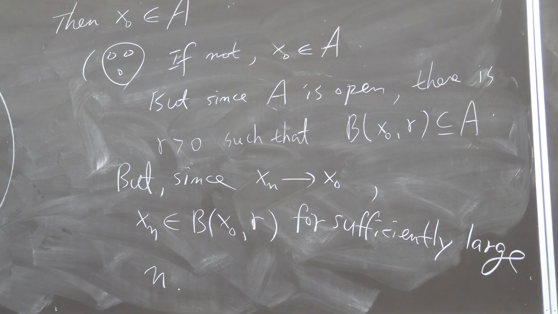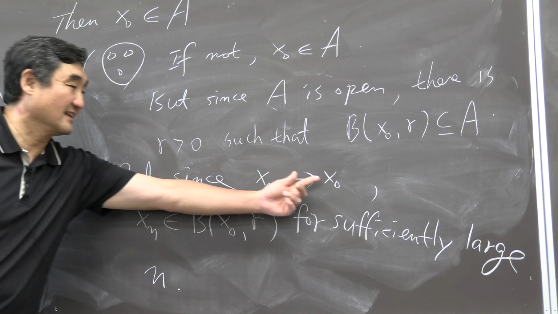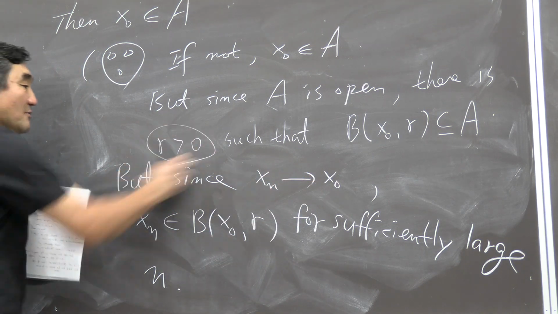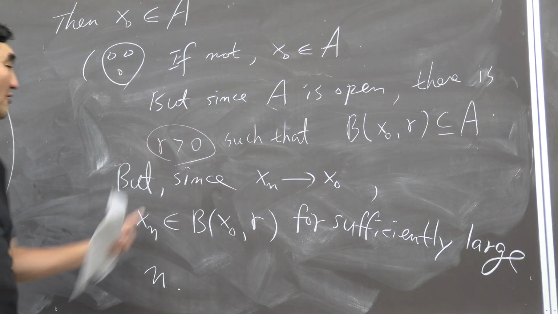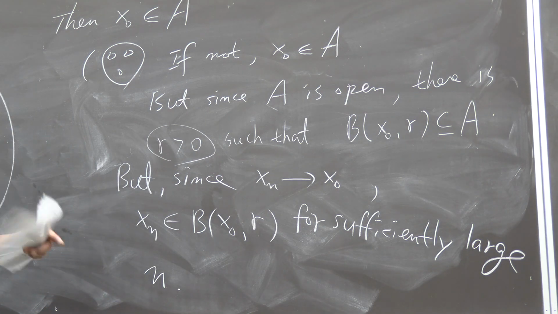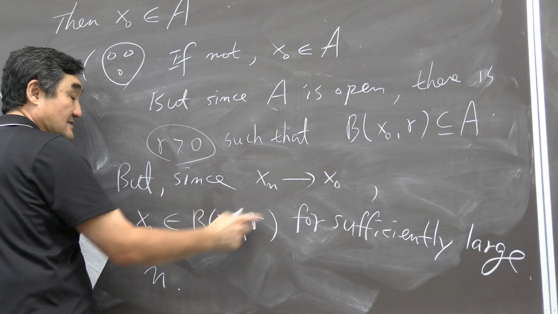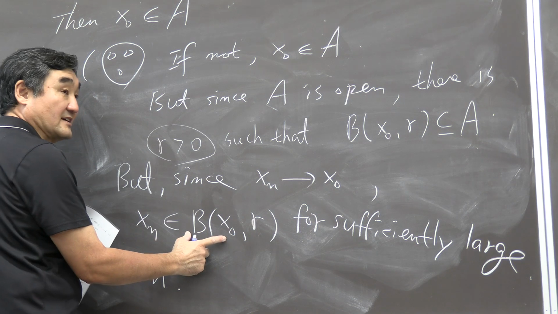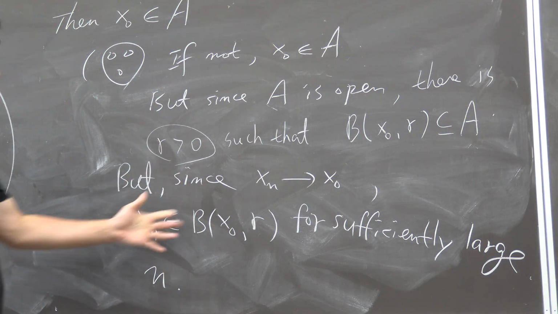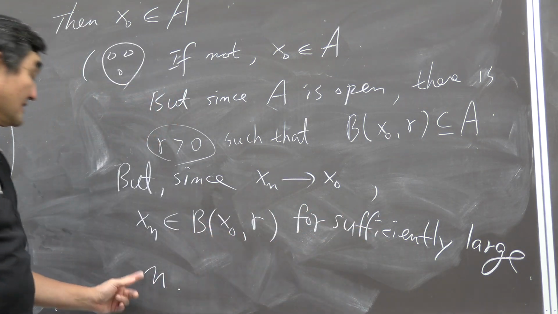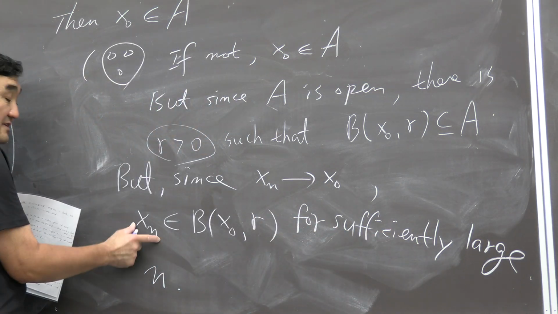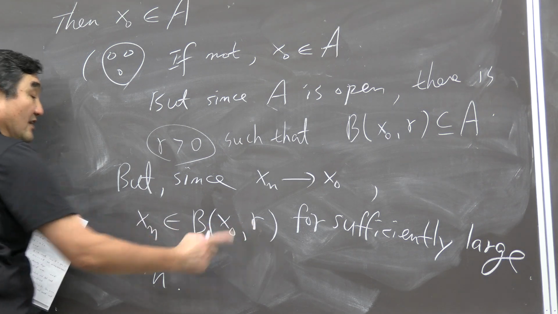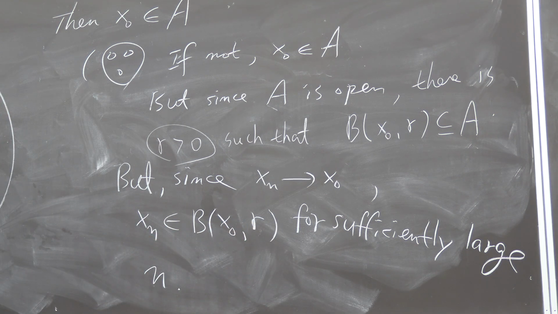Now, more precisely, because x of n converges to x naught, for that R neighborhood around x naught, there must be some cutting line, N over R, such that after that cutting line, the corresponding terms of the sequence x of n are sitting inside that R neighborhood around x naught. That means, equivalently, for sufficiently large index number n, the sequential terms x of n must be inside the R neighborhood around x naught.